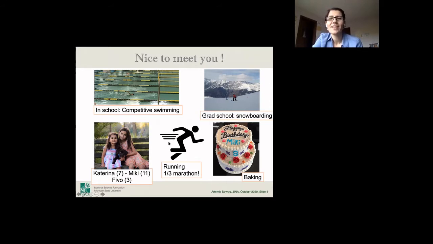I started running a few years ago, and this summer I achieved a 1/3 marathon, not quite a half marathon, but 1/3. So I'm trying to get to a half marathon, hopefully soon, or maybe next spring. And another hobby I have together with my girls, we like to bake. So this is one of the cakes we made for one of their birthdays. So just something to share.